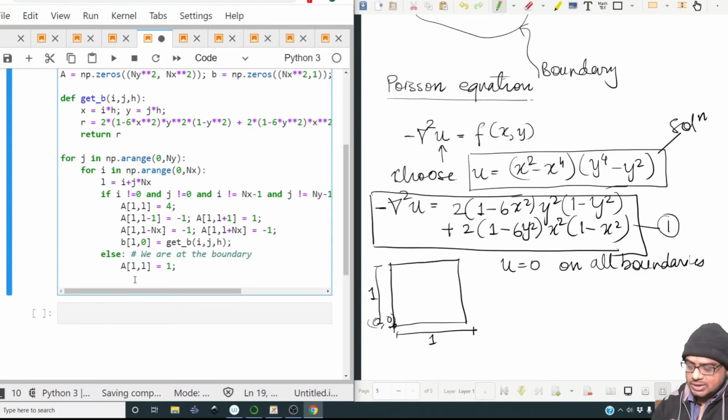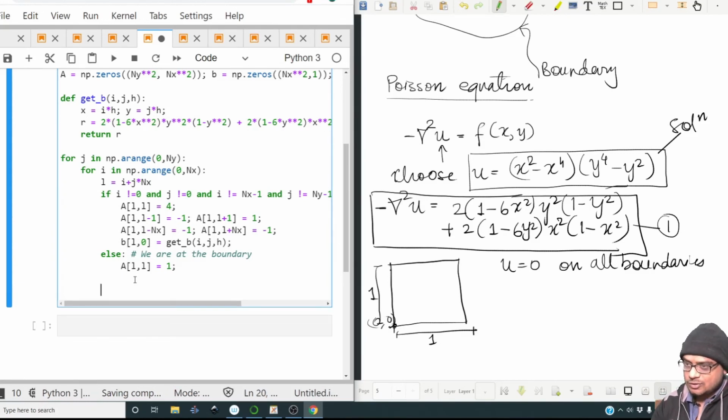Let me convert A to a sparse matrix, and the reason we want to convert A to a sparse matrix is because we want to use the sparse solver. The sparse solver is usually much faster than a dense solver. It requires much less energy, right? Not energy, it requires much less RAM. You don't have to store all the elements.